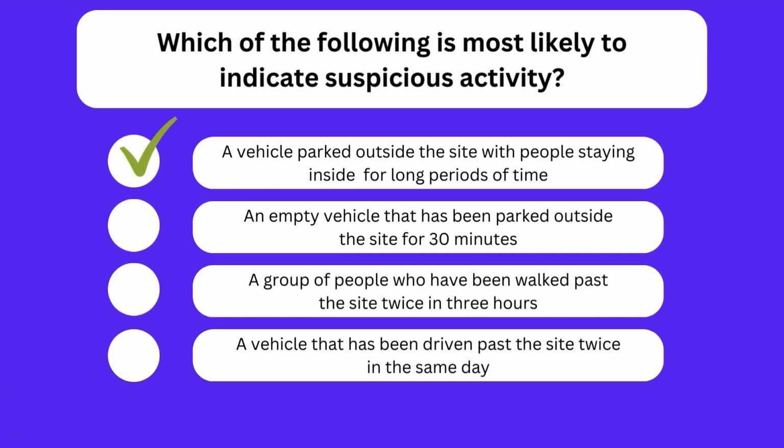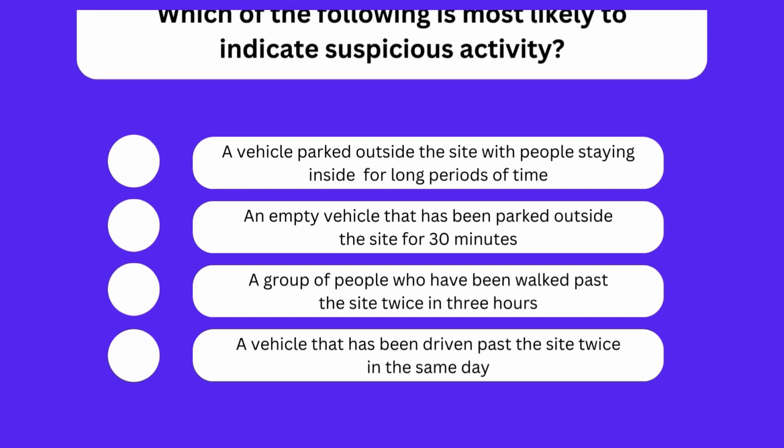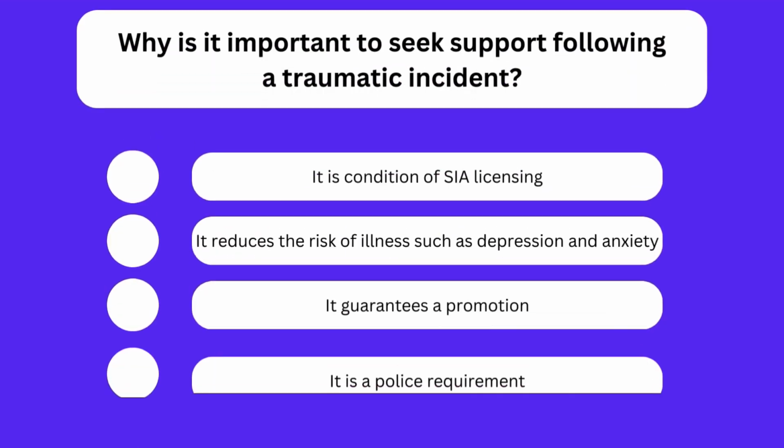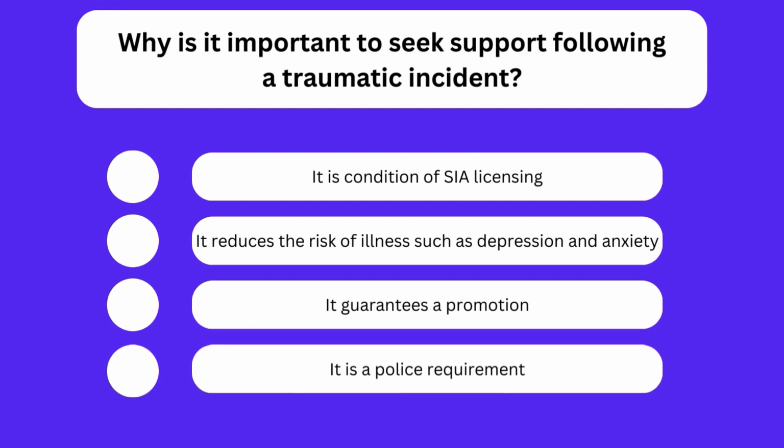So the correct option is the first one. A vehicle parked outside the site with people staying inside for long periods of time can be an indicator of suspicious activity. So basically, if someone comes to a place where a lot of people are gathering and is parked there for a long time, that can be suspicious. Next question is, why is it important to seek support following a traumatic incident? The correct option is the second one, because it reduces the risk of illness such as depression and anxiety.